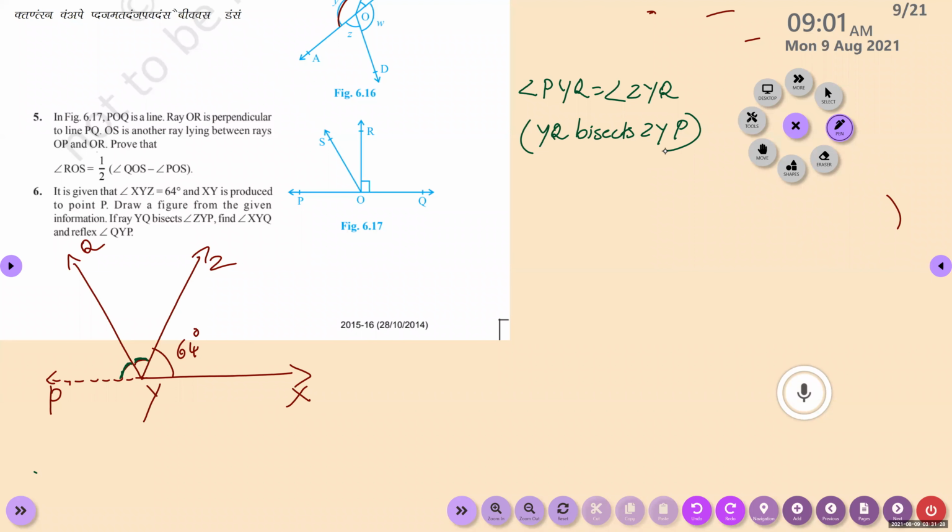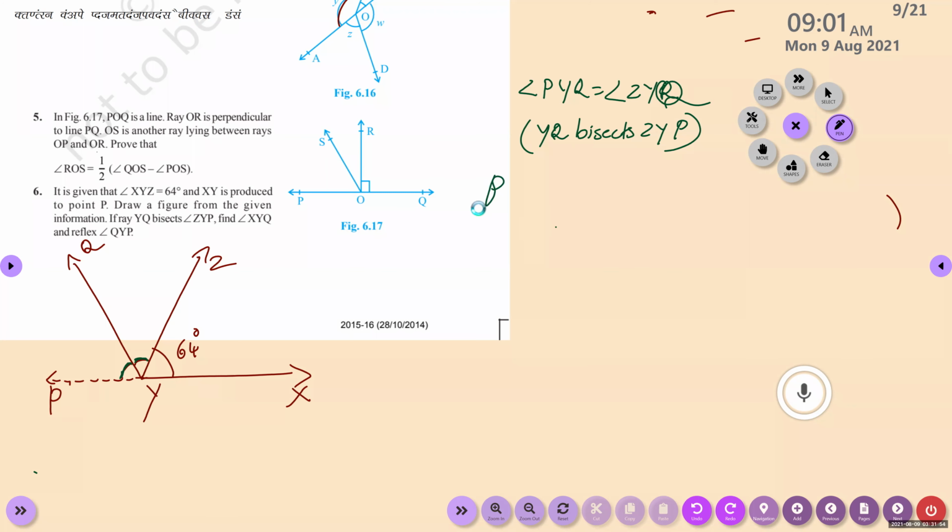Ma'am, angle PYQ is equal to angle ZYR. Which one? Say angle PYQ. PYQ equals ZYR? No, R is not there. Ma'am, that looks like R. The Q. Okay, it is Q.